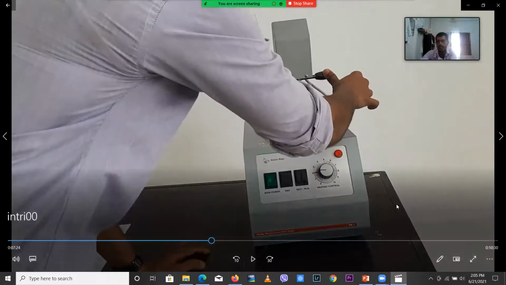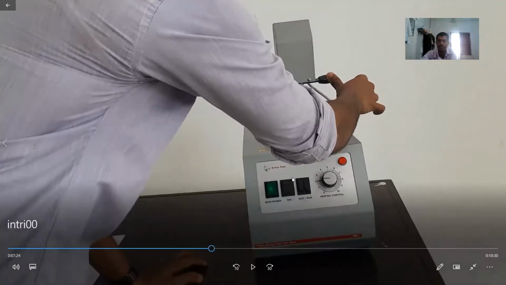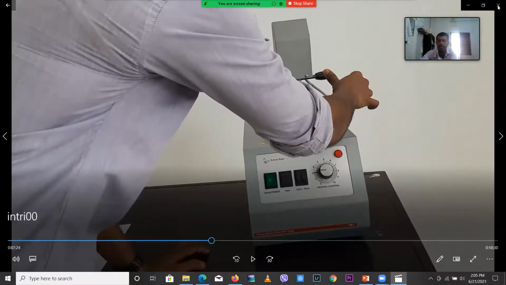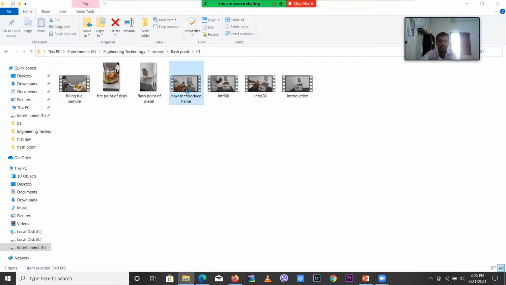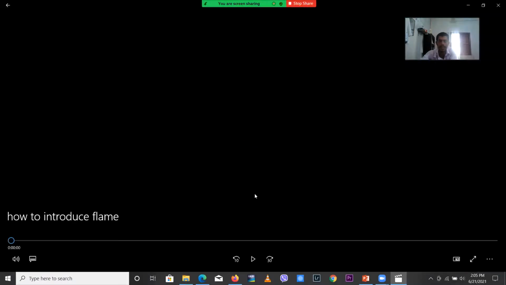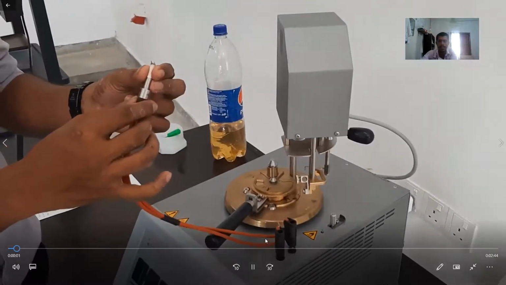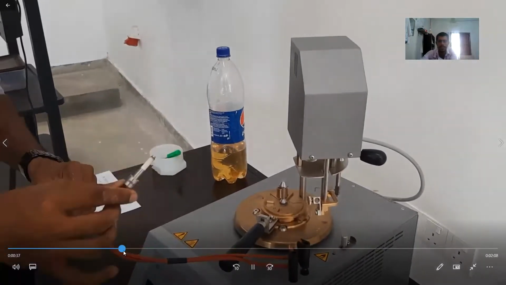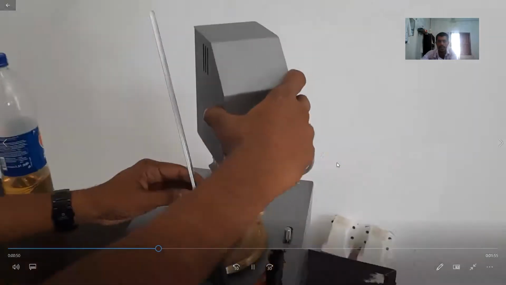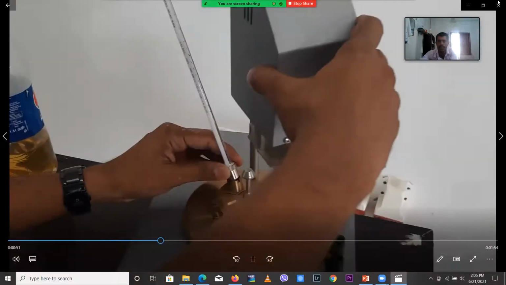We couldn't see this through the camera, so I will show you the video. Here you can see how we introduce the flame inside.